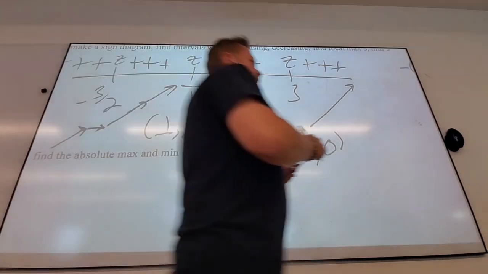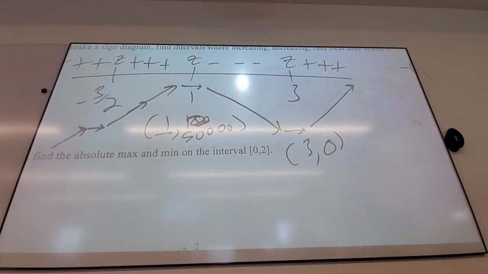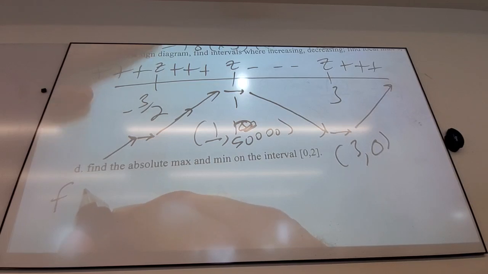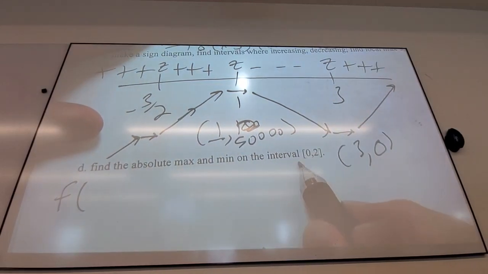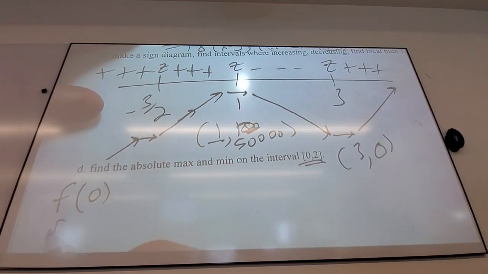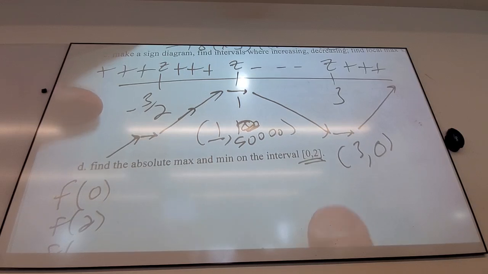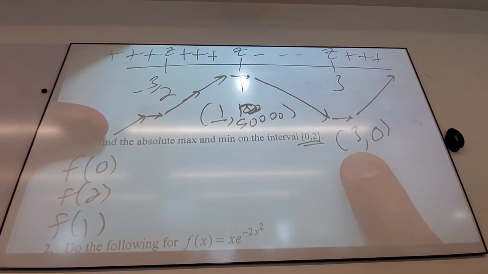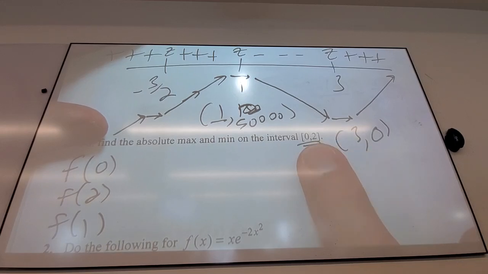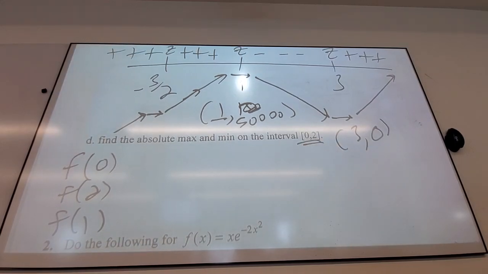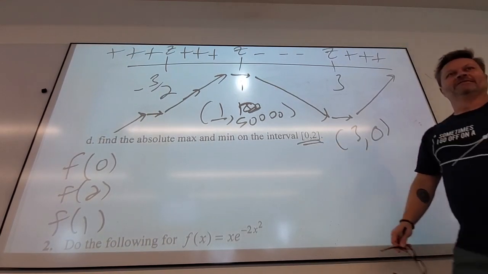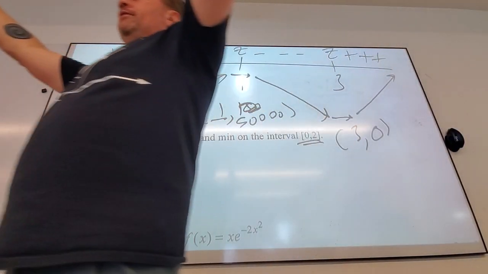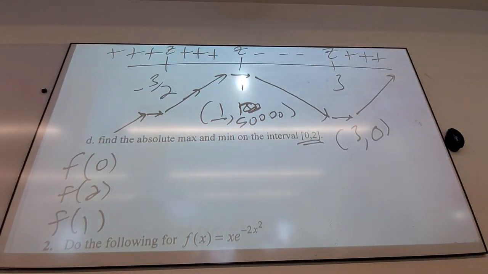So what are my candidates I have to investigate? I have to know what f of... What are the endpoints here? f of 0, f of 2, and what is a critical number that's in between those? 1. So do I care about 3? It can't be in my contest because it doesn't meet the requirements, yes? It had to be between 0 and 2, are you guys with me? So you don't have to check every critical number. So I know what f of 1 is.